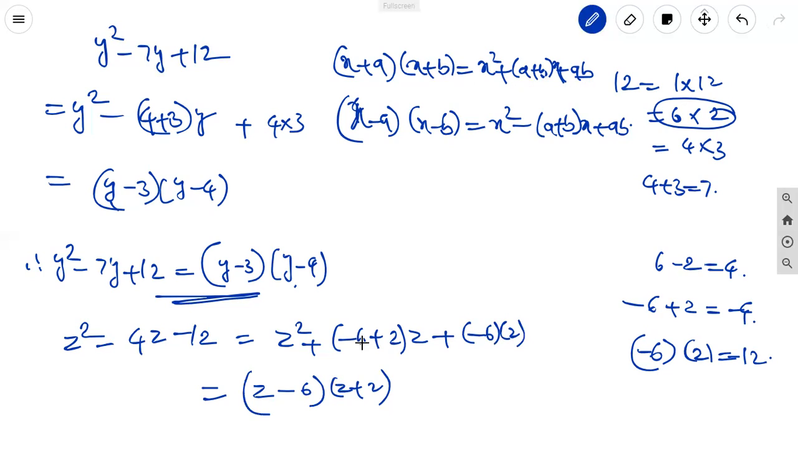Because a is equal to minus 6, b equals 2, (z plus a) into (z plus b). Here a is plus of minus 6, which is minus 6. These are the factors. Once again, you check it. You are getting the same only.